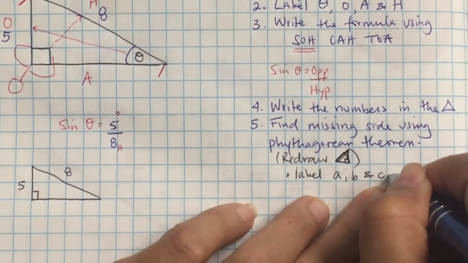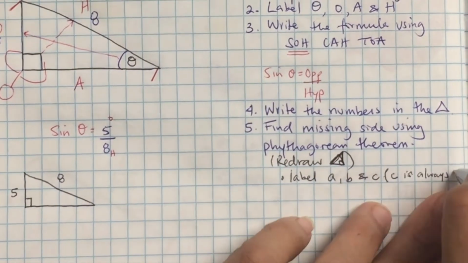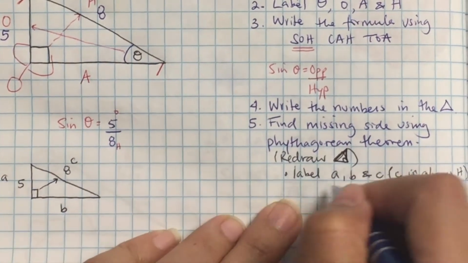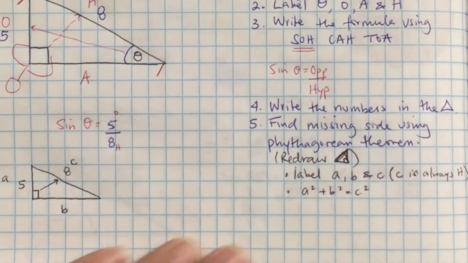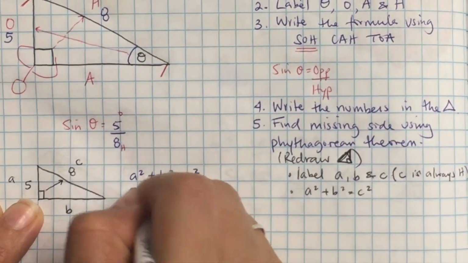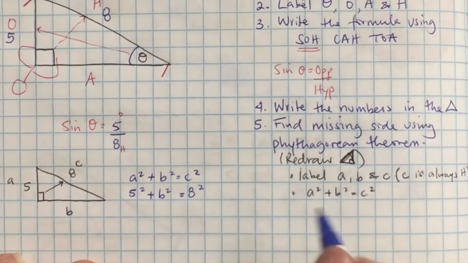C is always what you P on, or C is the hypotenuse. A and B don't matter. So that's C, and A and B doesn't matter, so you just pick A and B. Then write down A squared plus B squared equals C squared. And then you just fill in the numbers. So A squared is 5 squared, plus B squared, I don't know, equals C squared, which is 8 squared.